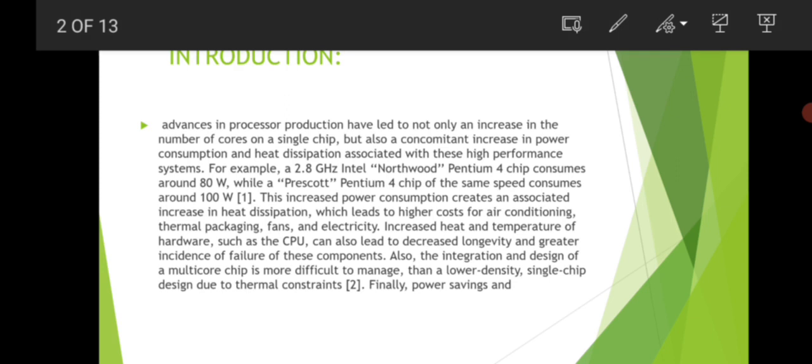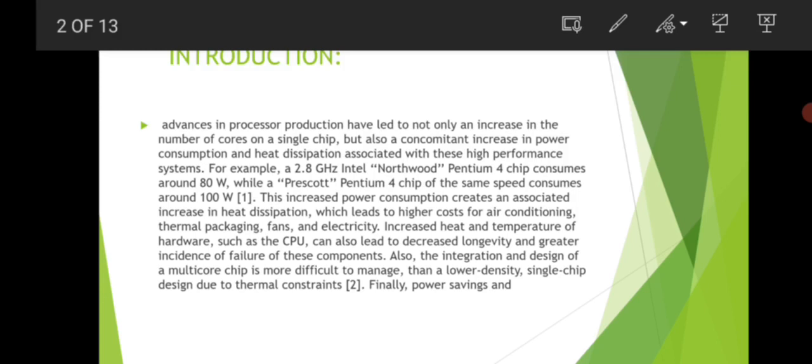Advances in process production have led to not only an increase in the number of cores on a single chip, but also an increase in power consumption and heat dissipation associated with these high performance systems. For example, a 2.8 GHz Intel Northwood Pentium 4 chip consumes around 80 watts, while a Prescott Pentium 4 chip of the same speed consumes around 100 watts.